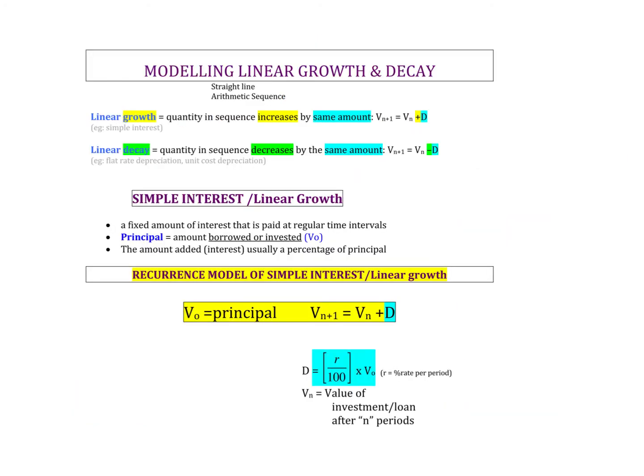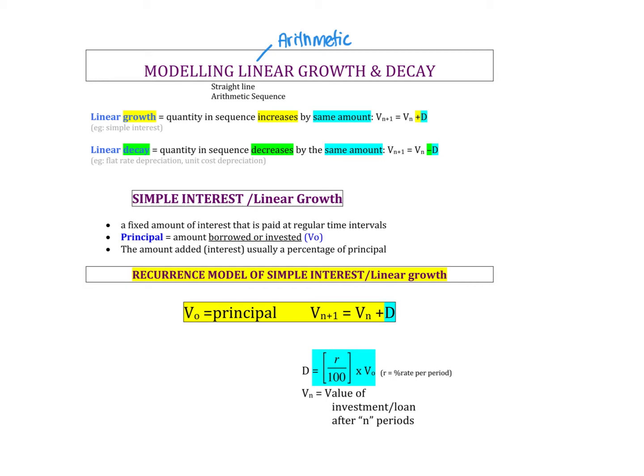All right, so we're going to look at just linear growth. This is just another word for arithmetic. So let's write that. When we say we're going to model, that means we're just going to use real life examples of sequences, and that's what modeling means.